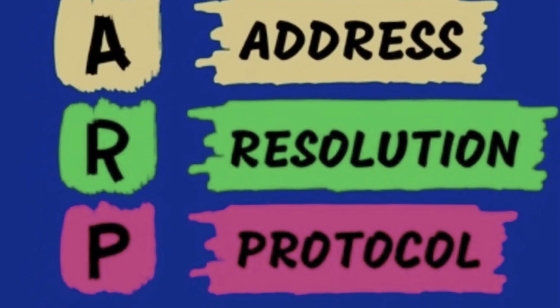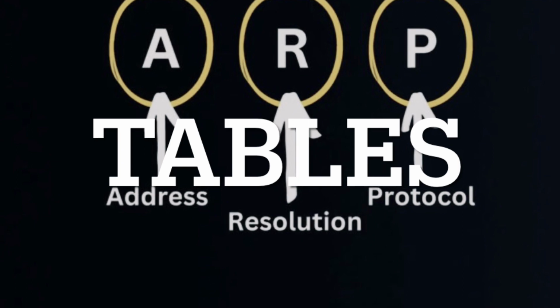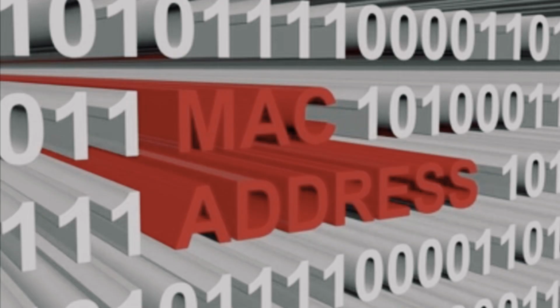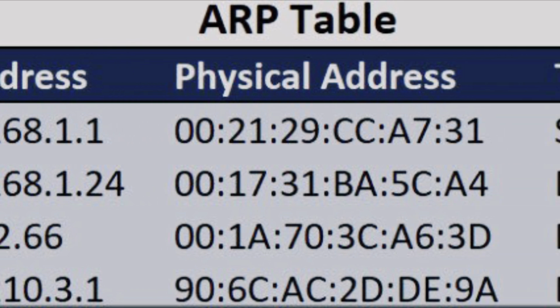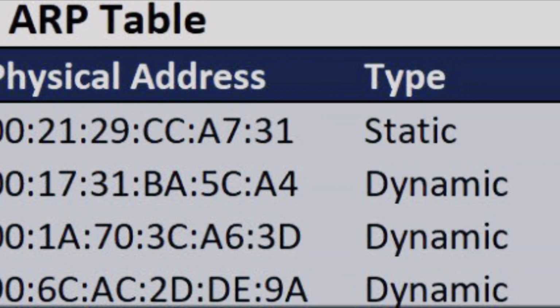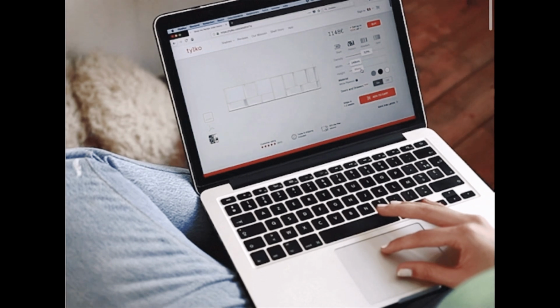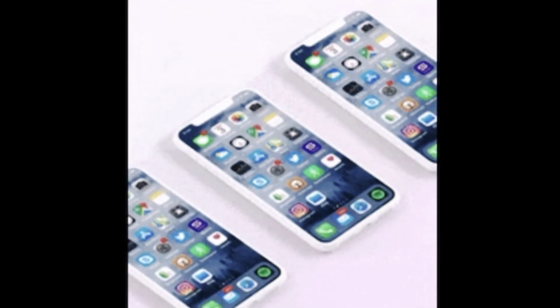In this video, we've explored the world of ARP and ARP tables. We've learned how ARP maps IP addresses to MAC addresses, the role of ARP tables in storing these mappings, and why ARP is essential for network communication. Remember, ARP is the glue that holds local networks together, ensuring seamless data transmission between devices.